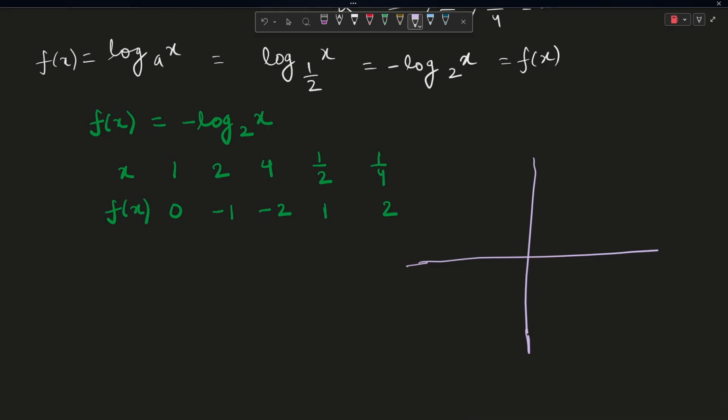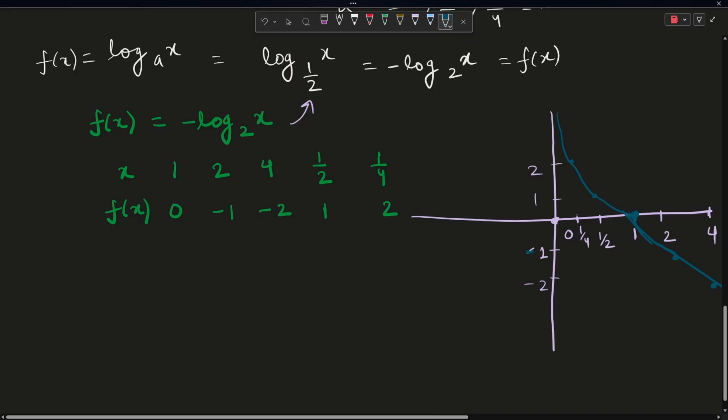We have just converted the base, putting a minus sign in front of the log. Otherwise, the whole situation is similar to log x to the base 1 by 2. Now in this case, let's plot the points. So what can I say is that the graph is similar to this, right?